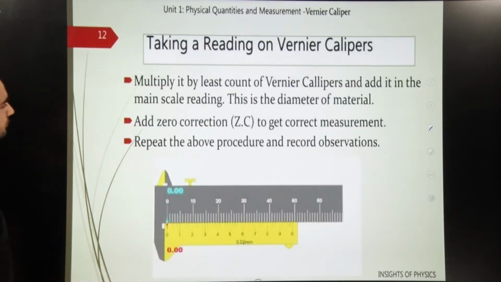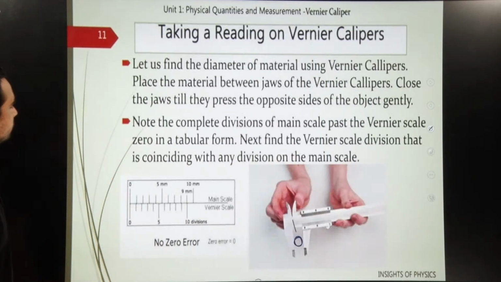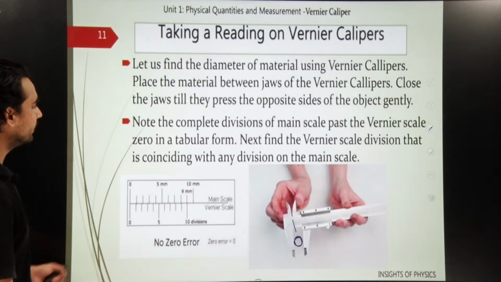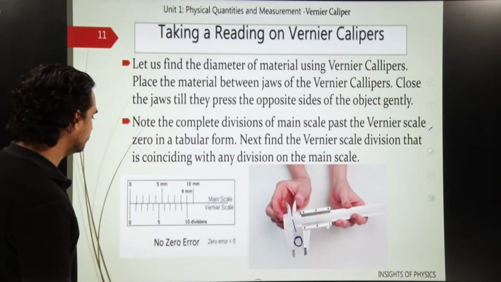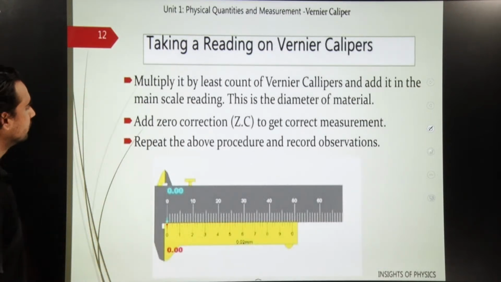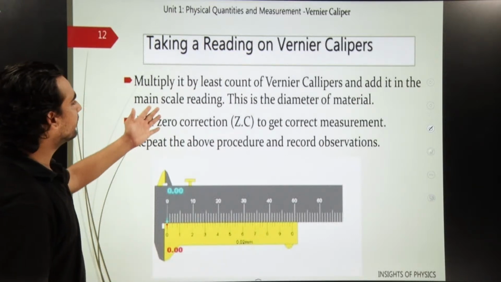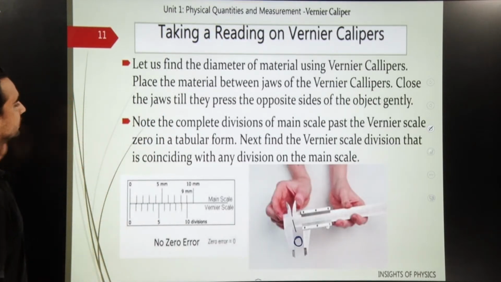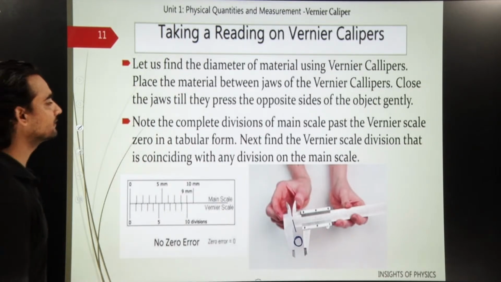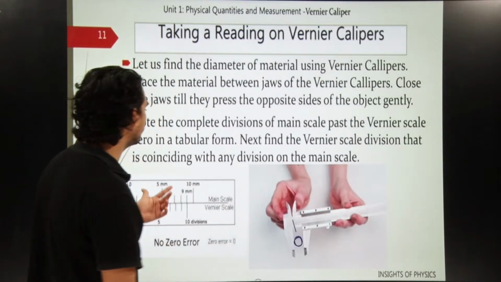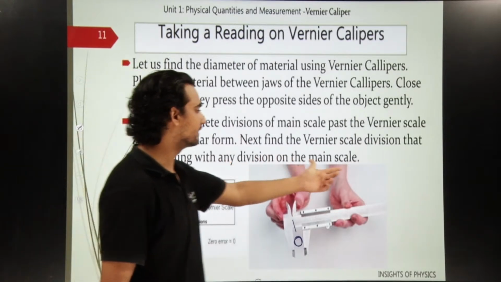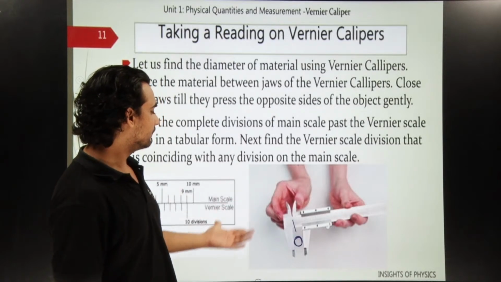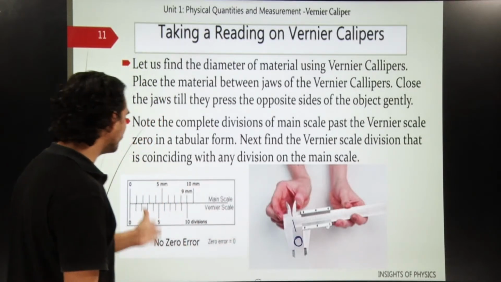So now, what is happening here? Same thing we are doing here. So multiply it by the least count. So let's note the complete divisions of the main scale. Find the Vernier scale 0 in a tabular form. Next, find the Vernier scale division that is coinciding with any division on the main scale. Right? Same thing which I told you, that I have to find which is coinciding.